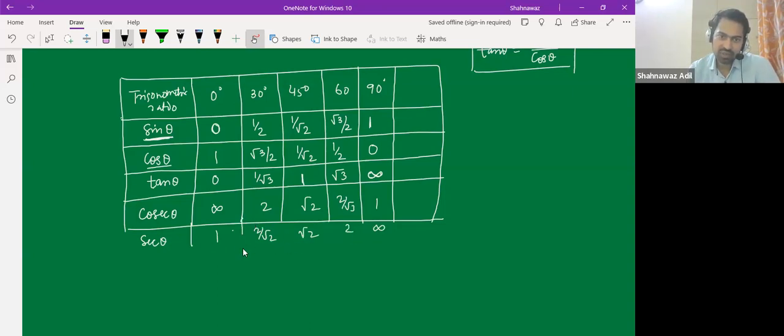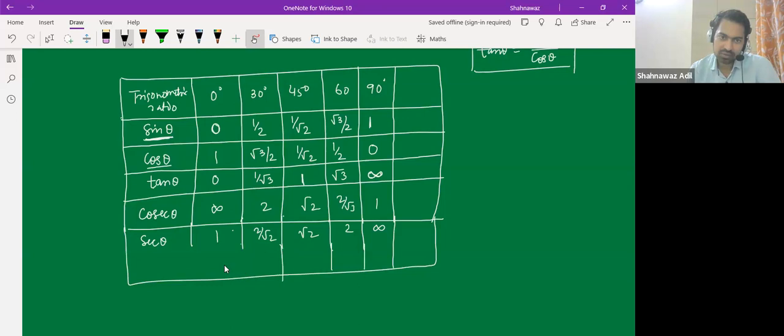So sec theta is 1, and then 2 by root 3, root 2, and then 2. Okay, similarly we can calculate the rest. Cot theta. So this is 0 by 1, by 0 again, so this is not defined, right? And then we have 1 by root 3, so root 3. Then this is 1, then this is 1 by root 3.